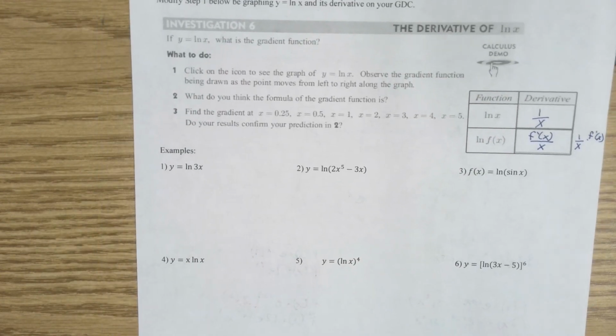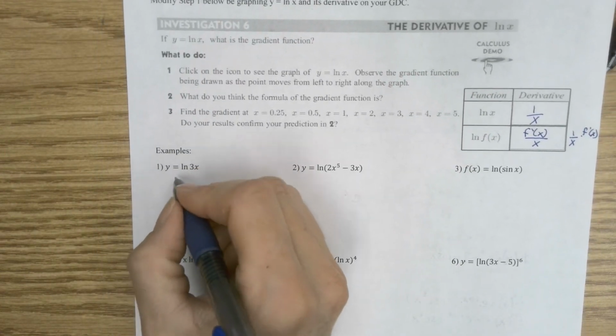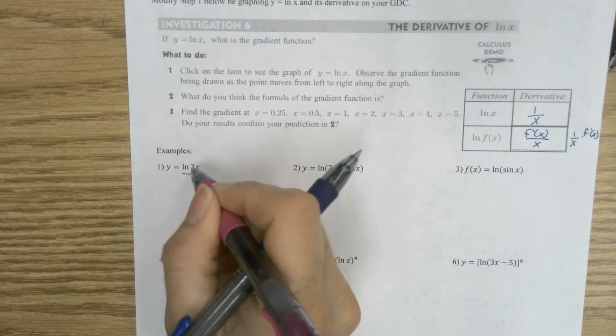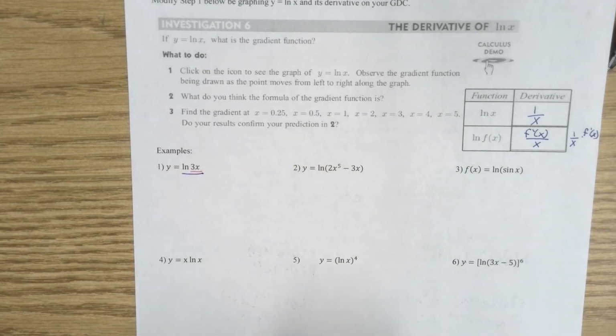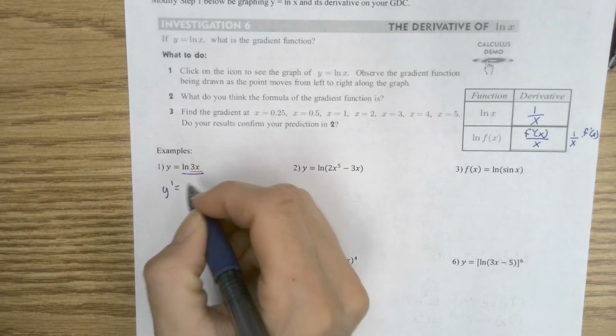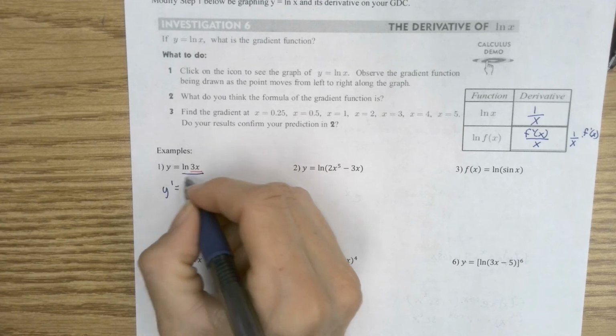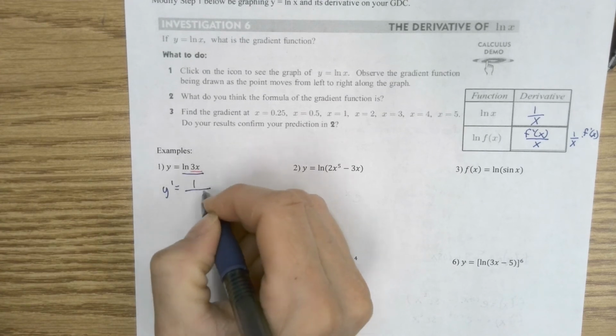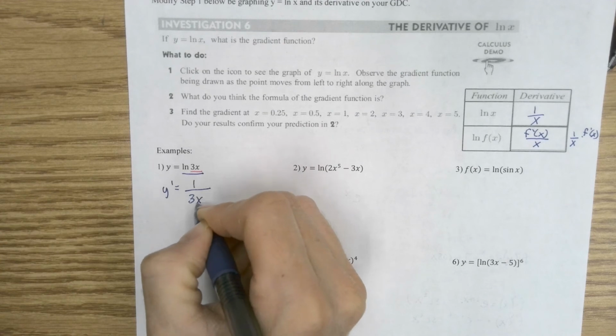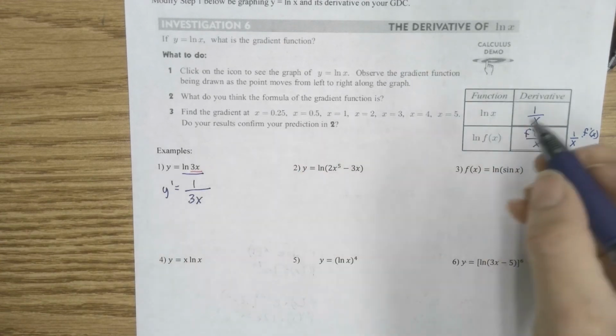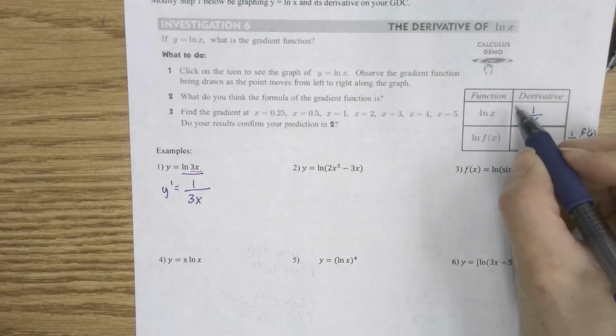So take a look at example number 1. My outer function is the ln of x. The inner function is 3x. So for my derivative, the derivative of ln of 3x is going to be 1 over 3x. The inner part stays the same.